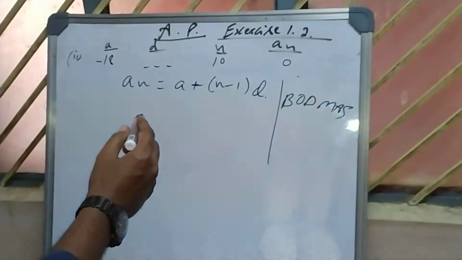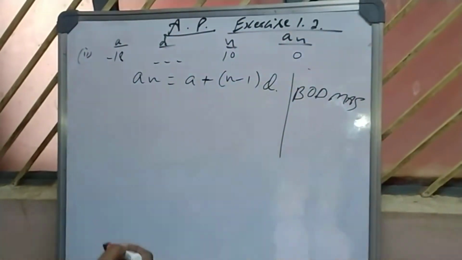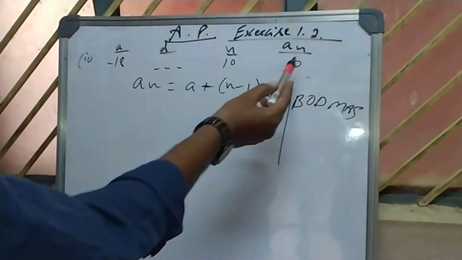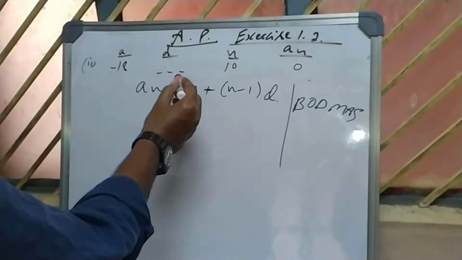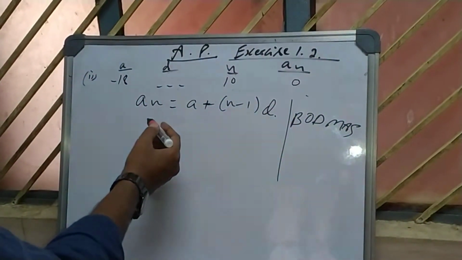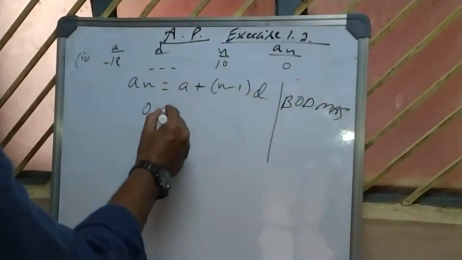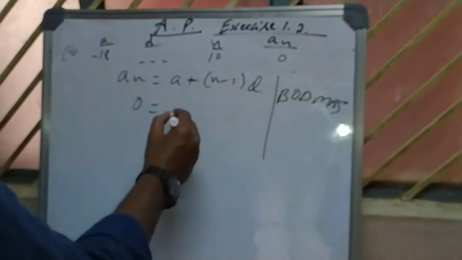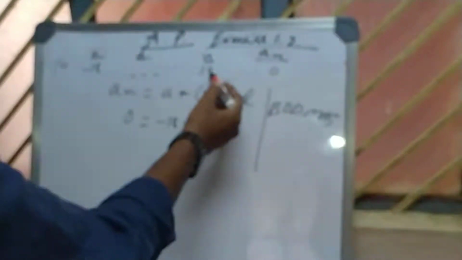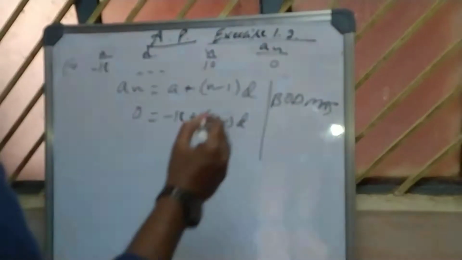In this video we will look into the arithmetic progression exercise 1.2, problem number 2. As you can see, they have given the value for a, value for n and value for an, and we have to find the value for d. We will use the same formula and substitute the values. Value for an is 0, so I will substitute 0. Value for a is minus 18, plus open the bracket, value for n is 10, so 10 minus 1 into d I will write as it is.